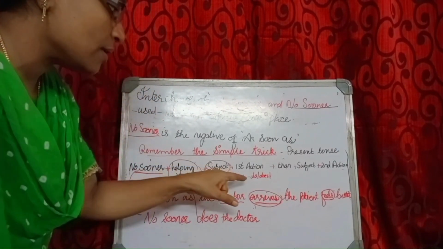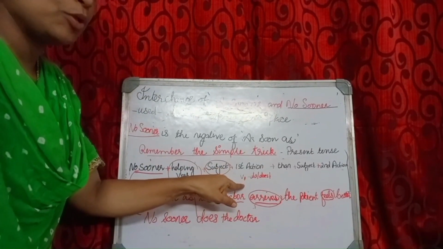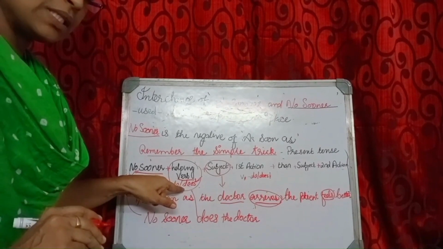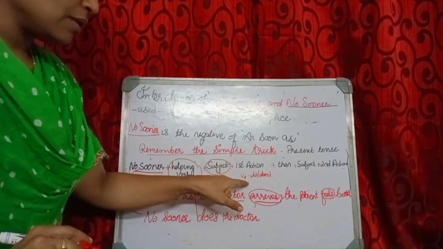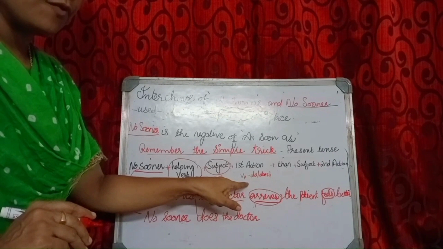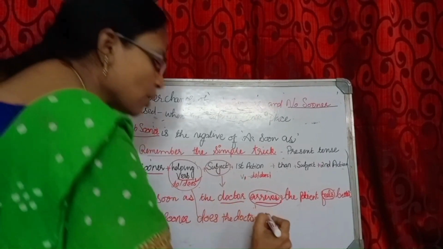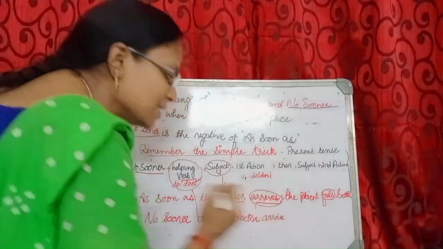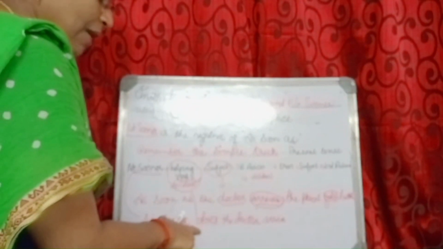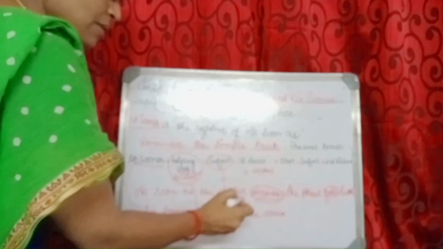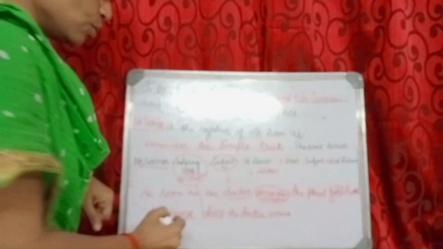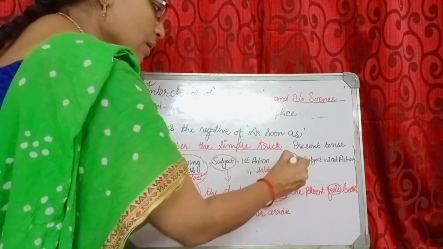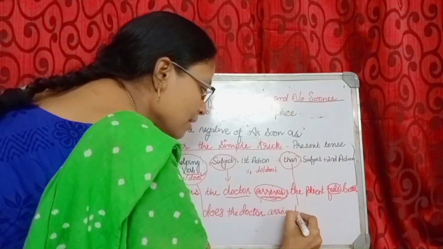Now we should see the first form of the verb to be used. We have already used the helping verb. If it is in simple present tense, here we should use the first form of the verb. No sooner does the doctor arrive. The first form of the verb is arrive. When we add it with the helping verb does, we get arrives. So no sooner does the doctor arrive. Now we are using this than.